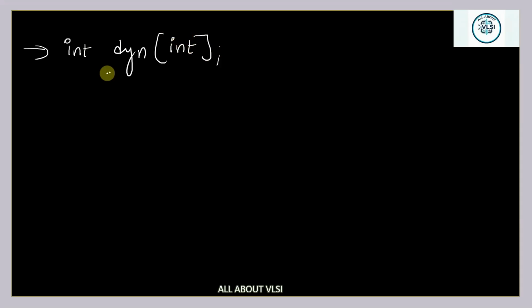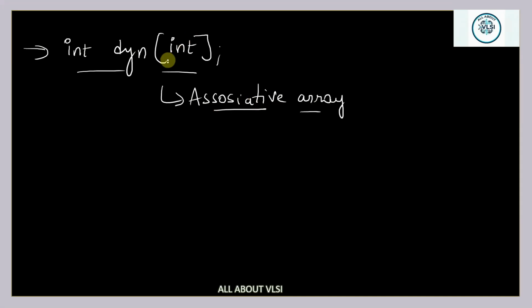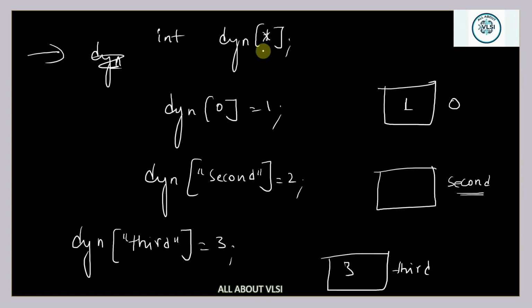Can anyone tell me what type of array it is? It is an associative array. This is also an associative array. Not only if you see the star, if you have any data type declared within the index, it is an associative array. Basically, the star describes that you can have any index. Here, too, the star describes that you can have any index.